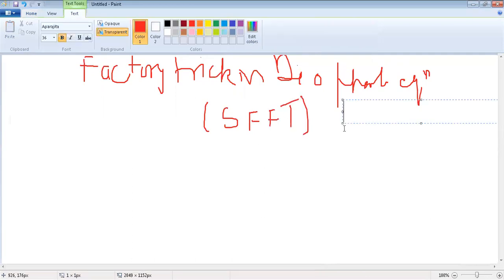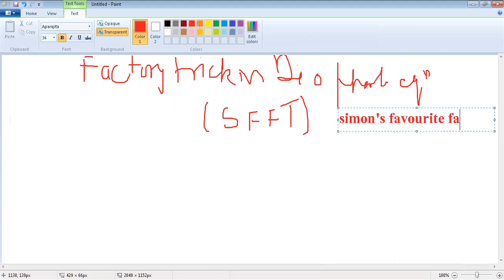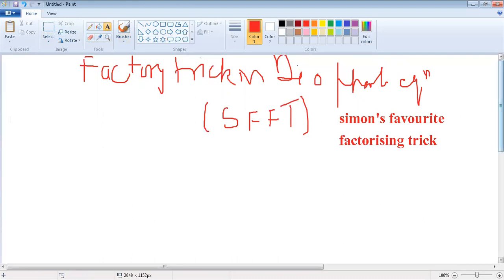SSFT stands for Simon's Favorite Factorizing Trick, SSFT. I hope you got it. So you can call it whatever you want. The thing is, you should just know what it is. So let's start with a problem.